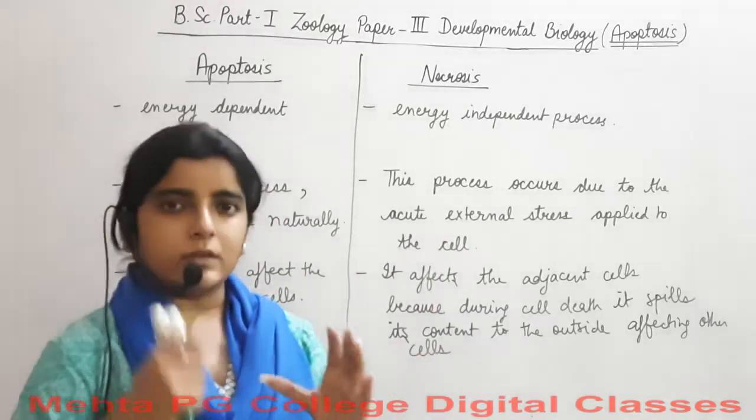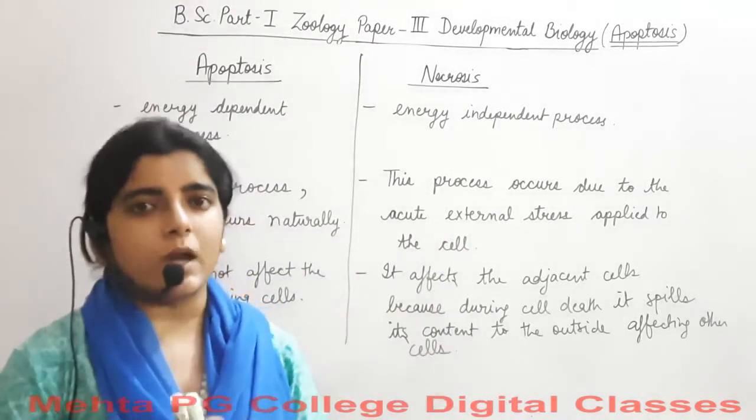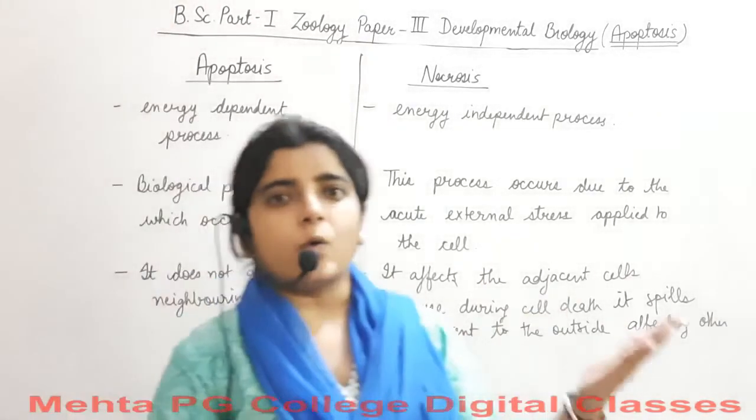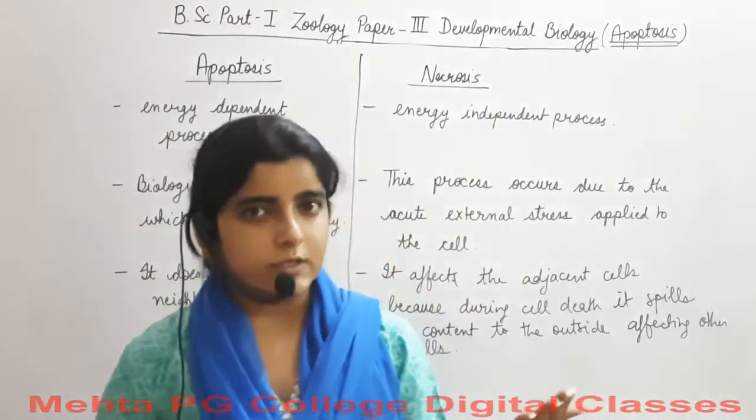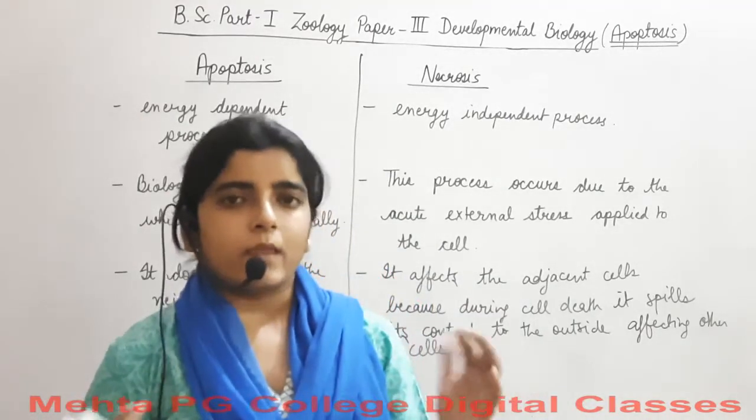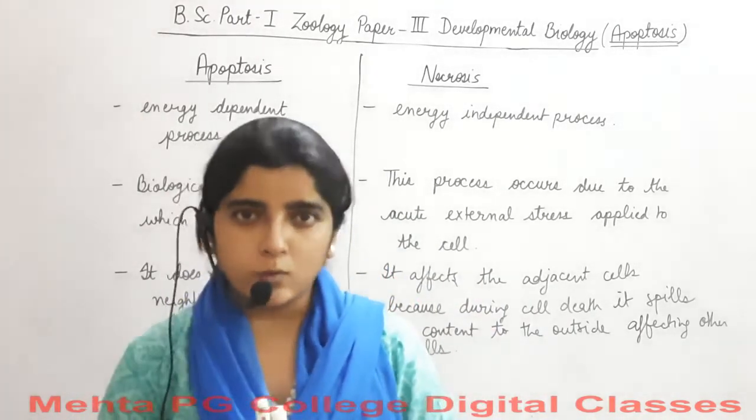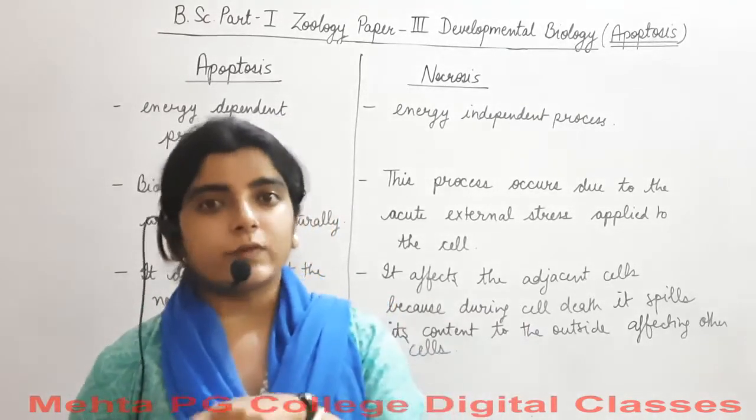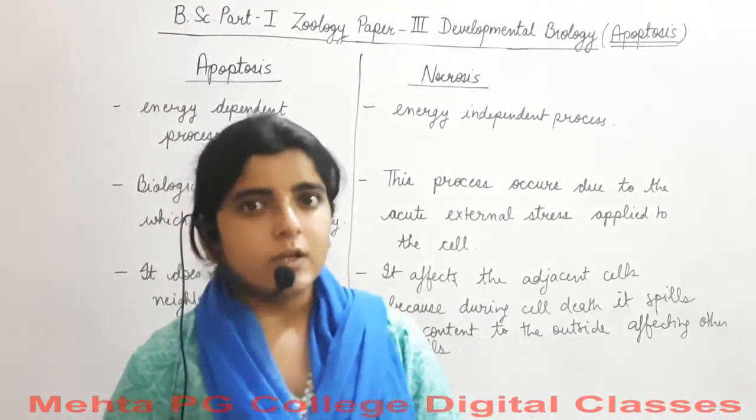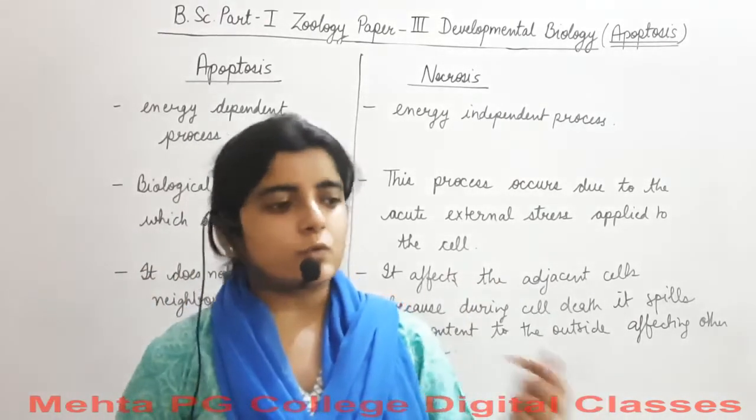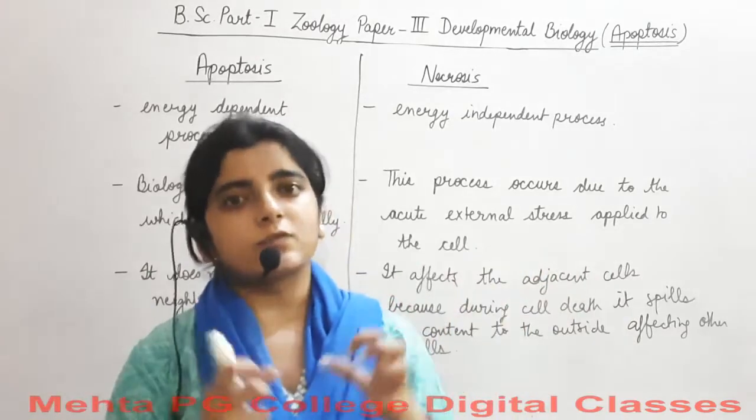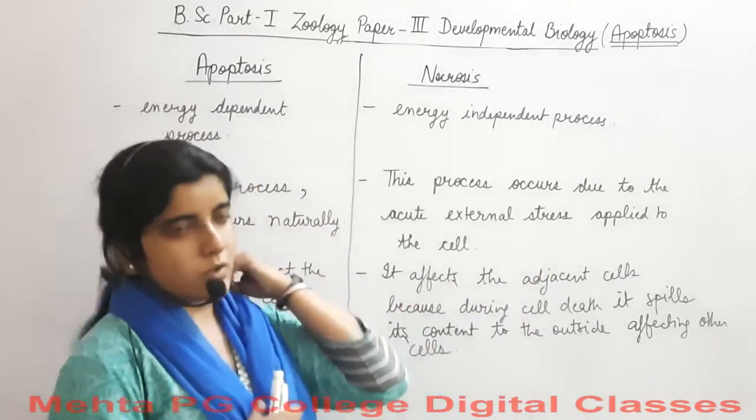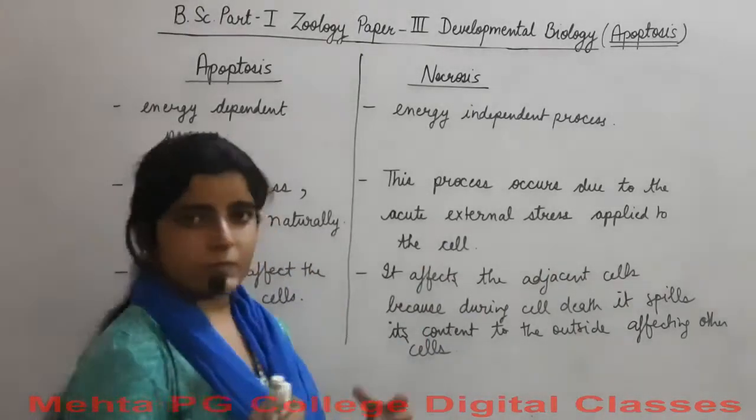And if the cell gets stress from the outside, then what will happen? It will spill out all the contents outside of the cell, right? And as a result, the adjacent cells will get affected by this, right? Because the contents are spilled out, so adjacent cells get in contact with that content, and as a result they get affected, right?